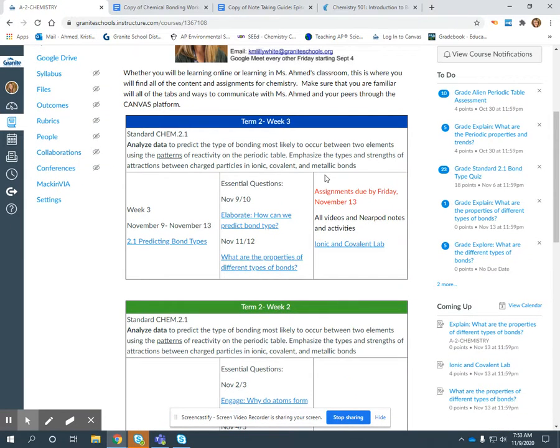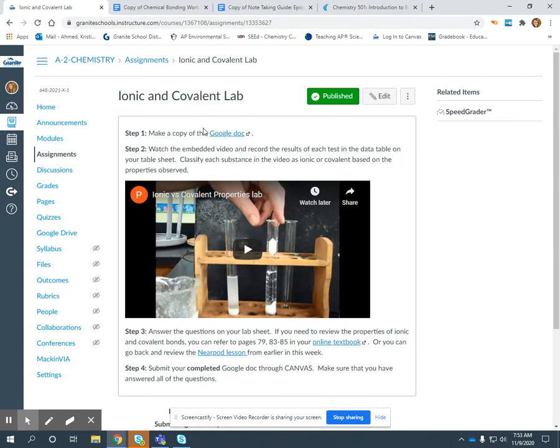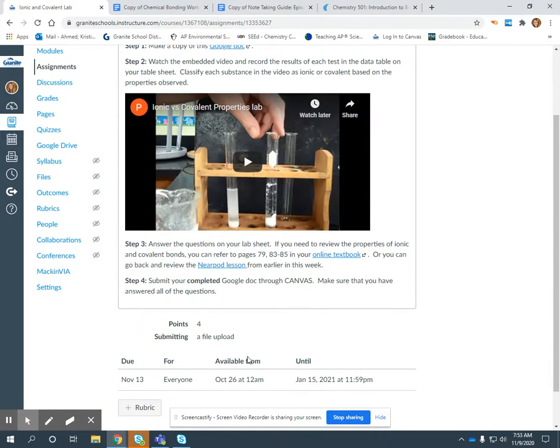The 2 assessments that will be due by Friday, November 13th are all the videos and activities from these lessons and an assignment called an ionic and covalent lab. If you click on the Google copy of this, this is where you'll find the lab sheet. You'll use this embedded video to record the properties of different substances that are tested in the video, and then you're going to answer the questions on your lab sheet. If you need help with the properties of ionic and covalent compounds, you can refer back to your textbook, or you can refer back to the Nearpod lesson that you should have completed. When you are finished, you're going to be uploading your finished copy of the lab sheet and submitting that through Canvas.